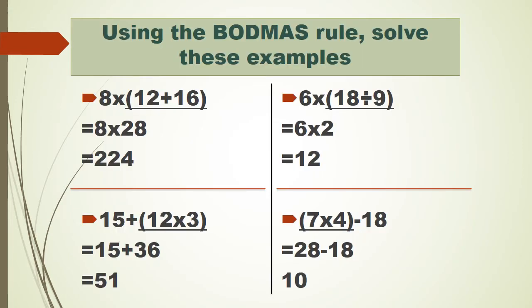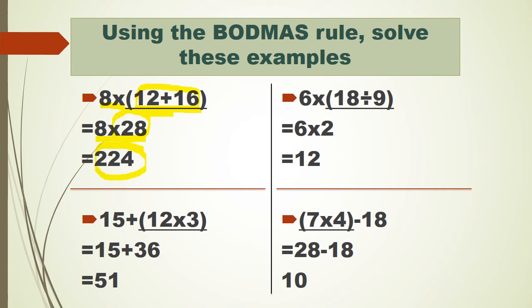Let's start using the BODMAS rule to solve these examples. We have 4 examples here. In the first example, we have 8 multiplied by 12 plus 16 in the round bracket. So according to the BODMAS rule, first solve the bracket. In the bracket, 12 is to be added to 16, so the answer is 28. After that, multiply 28 by 8. So we will get the answer 224.